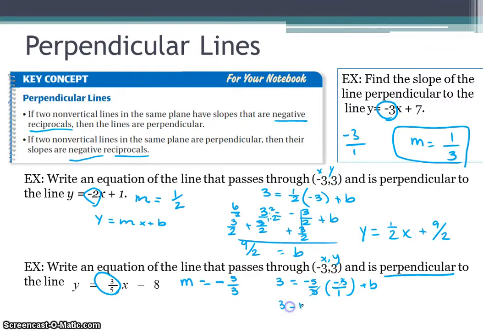So I have 3 equals 5 plus b, and I'm going to solve for b, subtracting from both sides, and I get b equals negative 12. So I'm just going to plug my y-intercept and my slope into my y equals mx plus b formula to get y equals negative 5/3 x minus 12. And we are done with that.